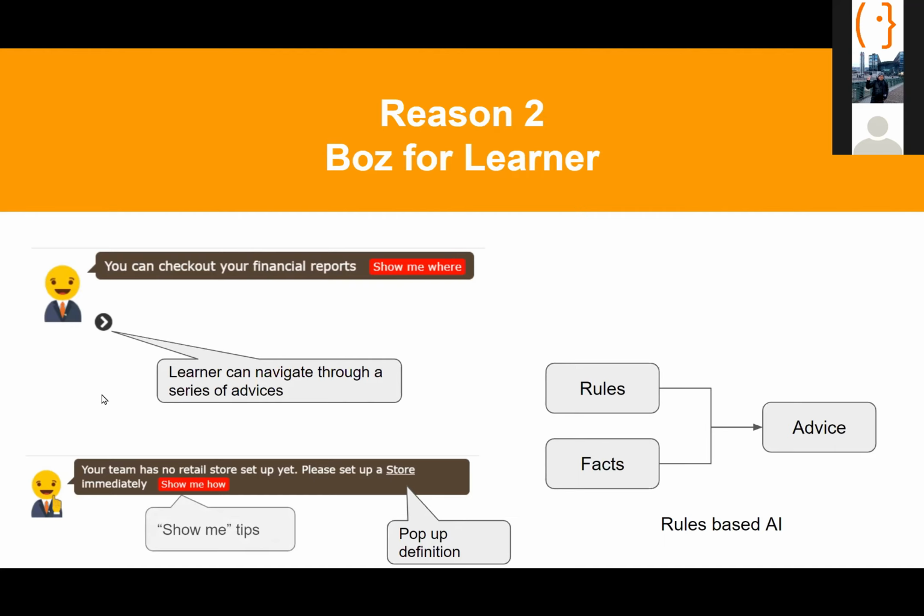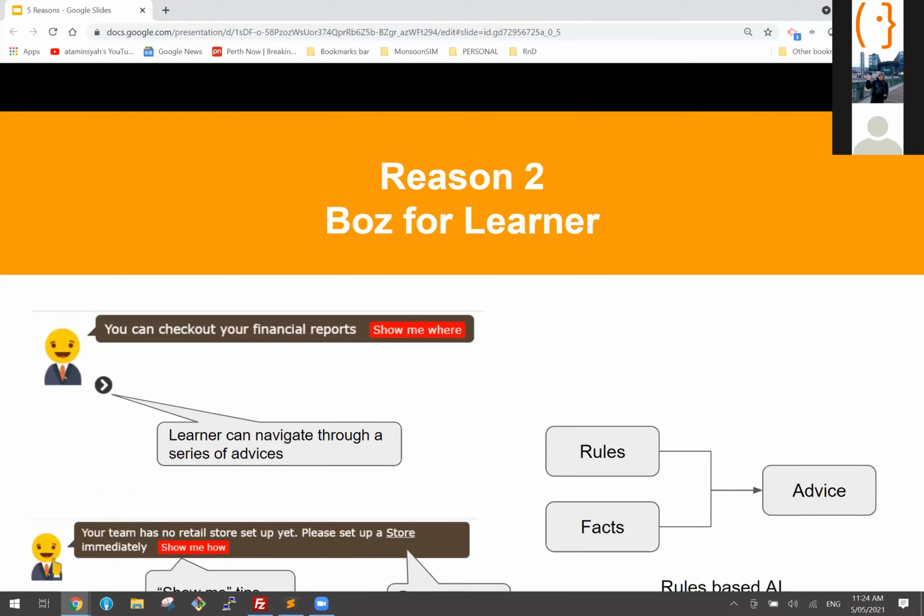Then we have this thing called Show Me Tips. So whenever there is a suggestion for the student, we also give them show me how, show me why, show me where. So they can click, and then there is a pop-up online guide to guide them how, step by step. You click here, then you click here, then you click here. So I'm going to show you a live example of this.